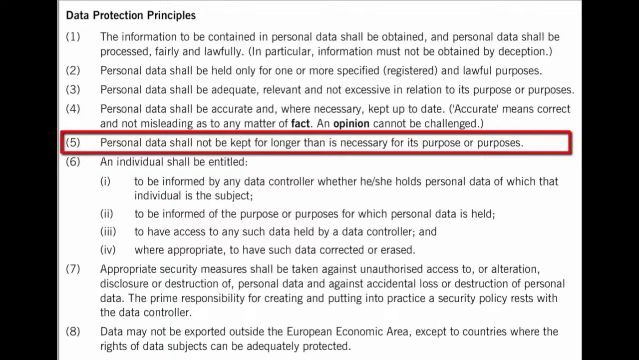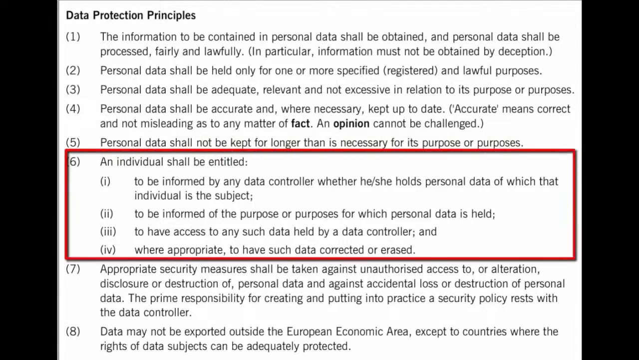Example. An employer may retain employee information for payroll purposes during employment, but should delete it within a specified period after the employee leaves the company. For example, if a UK employer retained employee records indefinitely after departure, this would breach this principle, as data should be deleted after a set retention period.